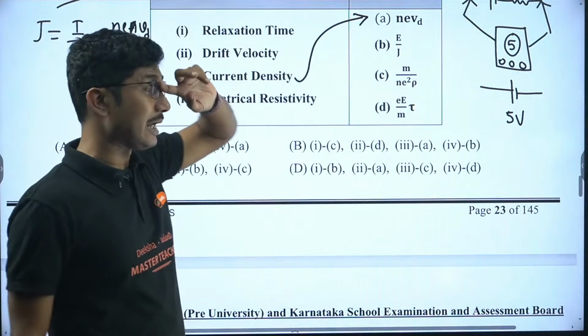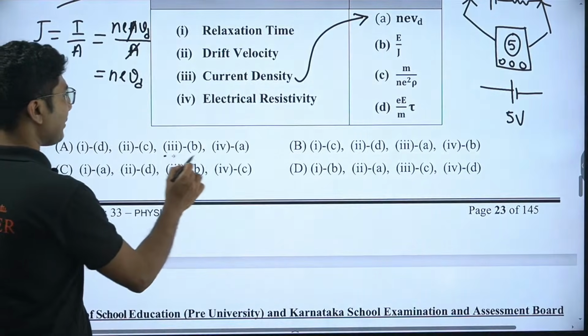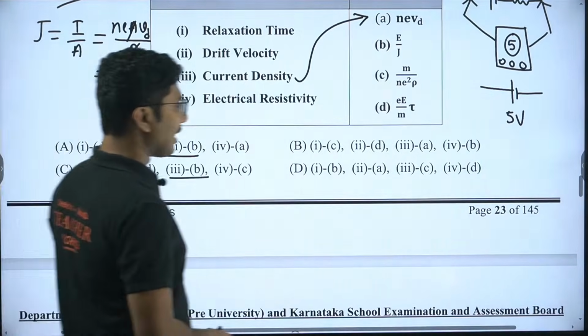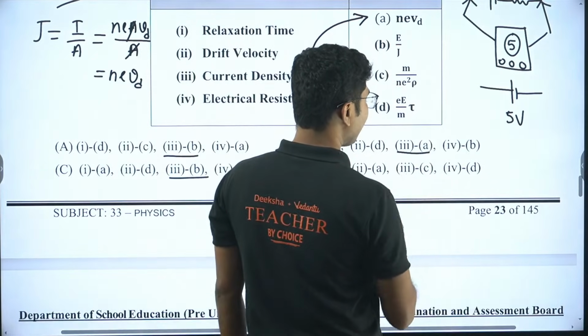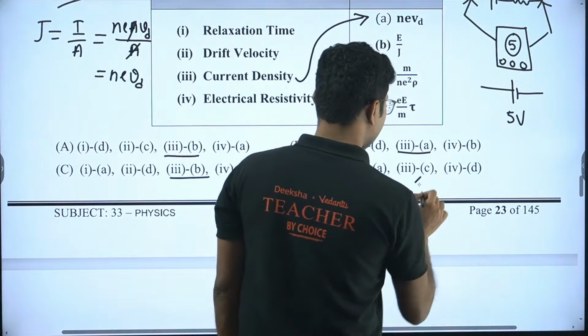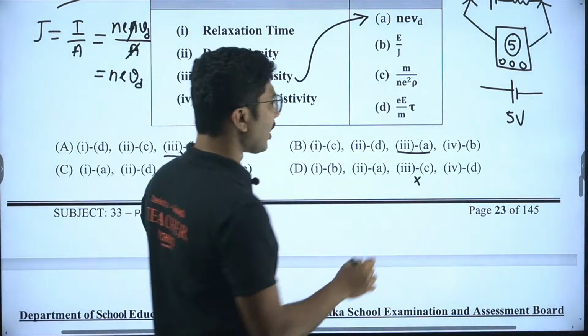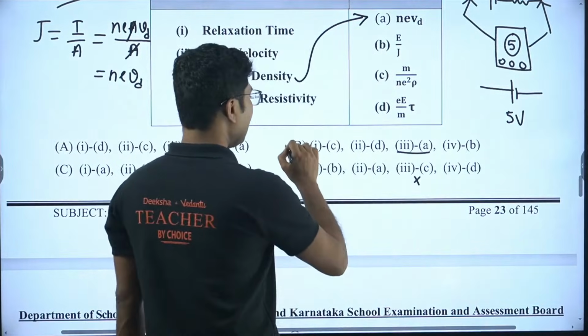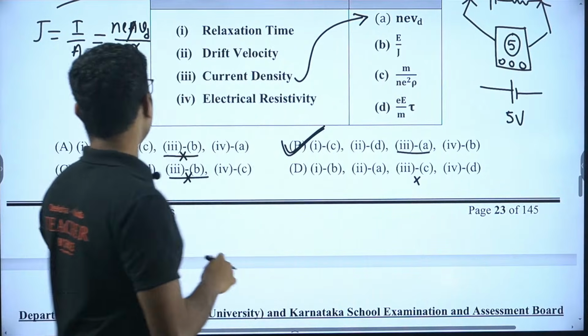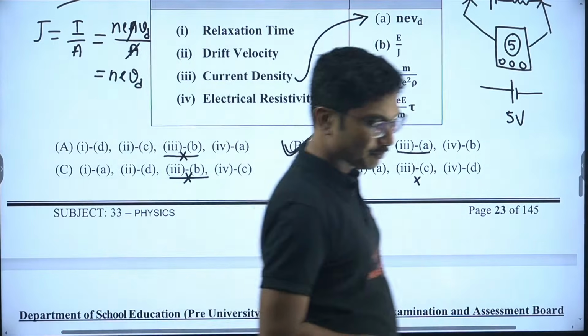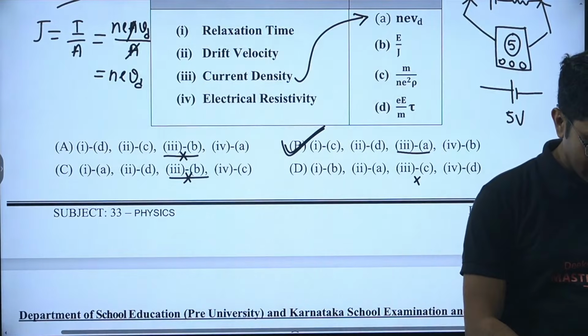How many matches are there? If you see that number 3 is matching with A, this is not matching, this is also not matching. Whatever is not matching with A, we can simply ignore. The only one which is matching with A is B. So 26 will be option B.